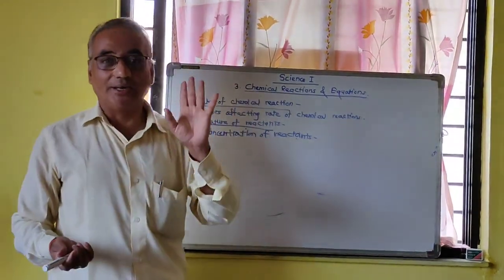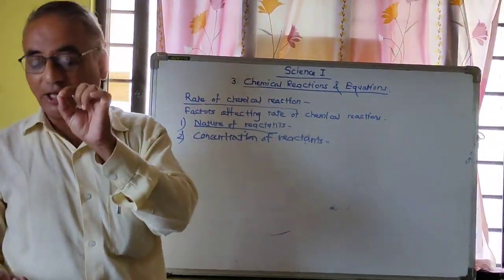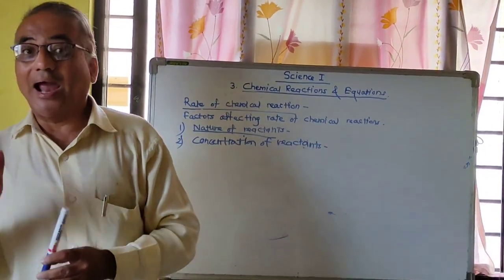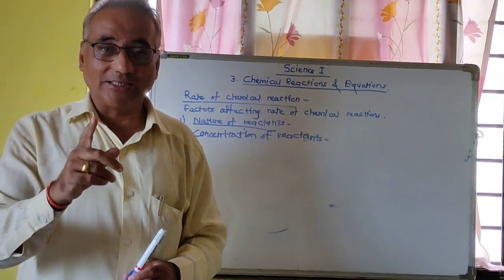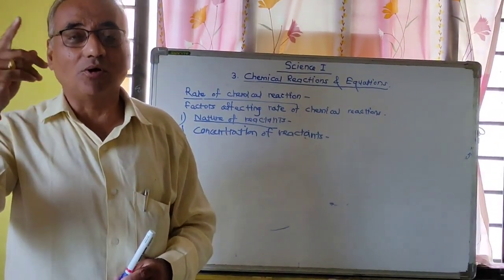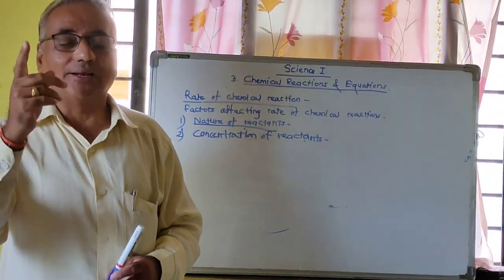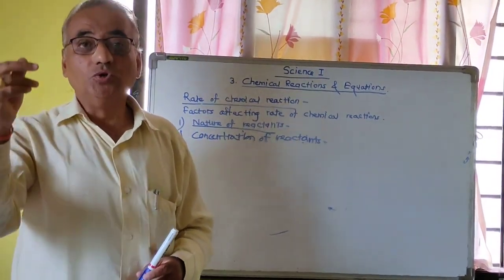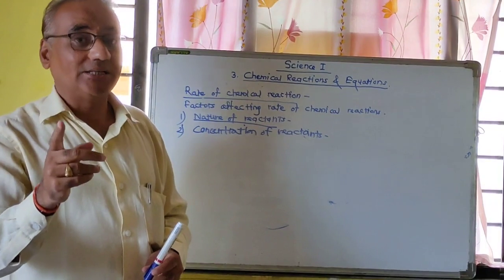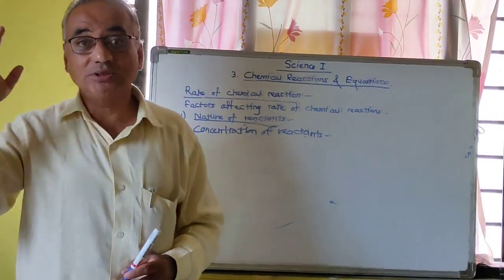Concentration of the reactant. When we perform any type of chemical reaction, at that time, suppose we use dilute acid instead of concentrated acid, we find that the rate of reaction becomes slow. But when we use concentrated acid, the rate of reaction becomes fast.